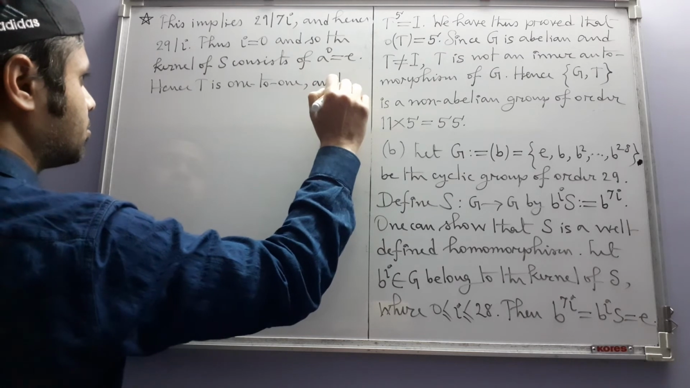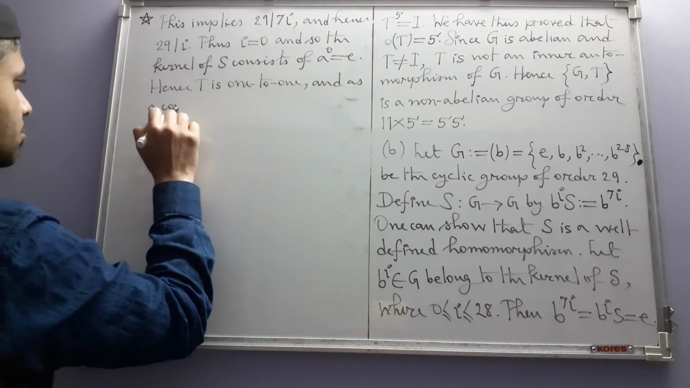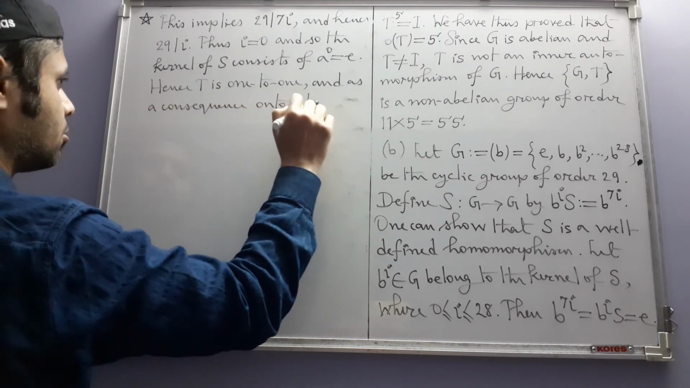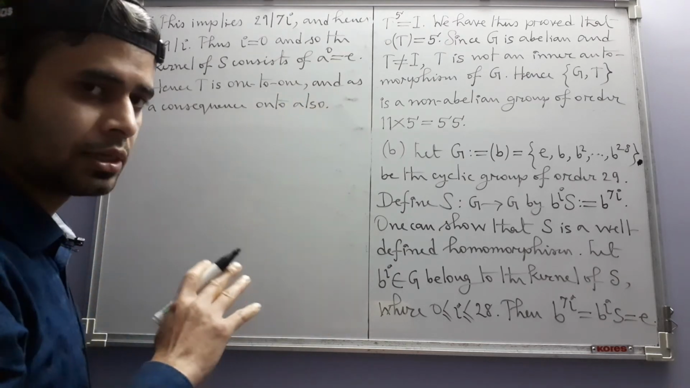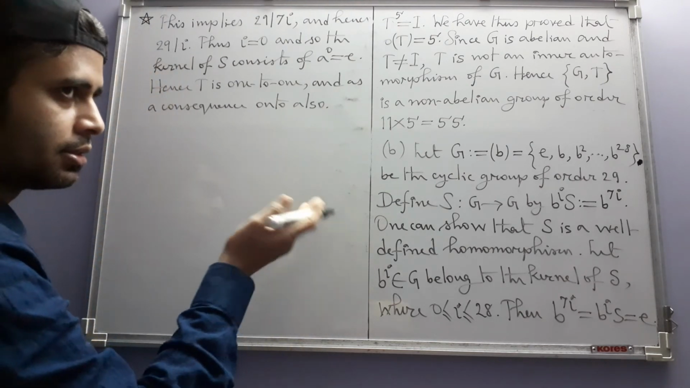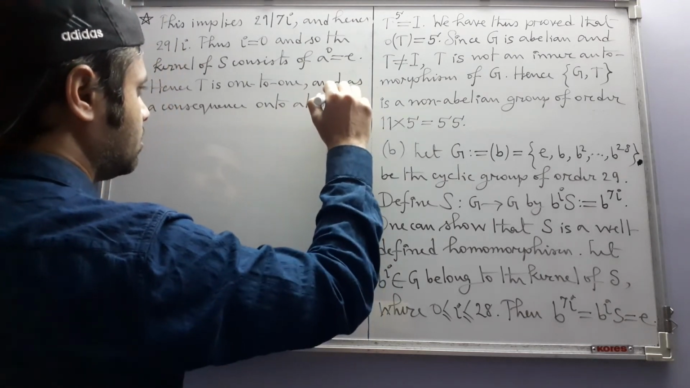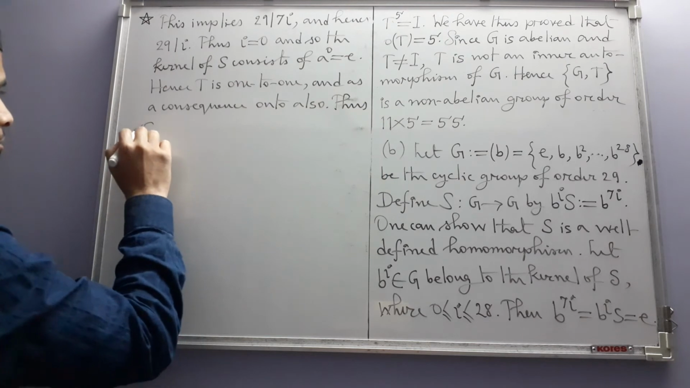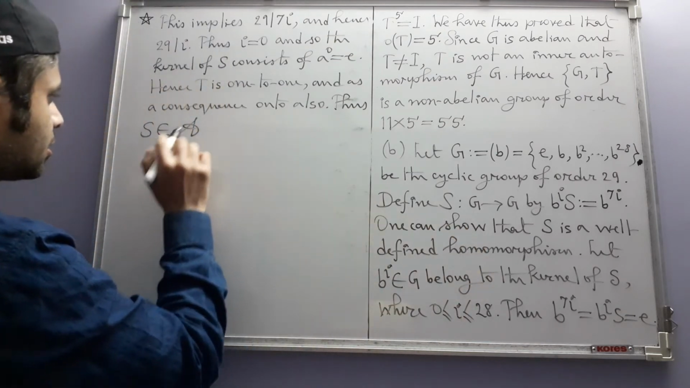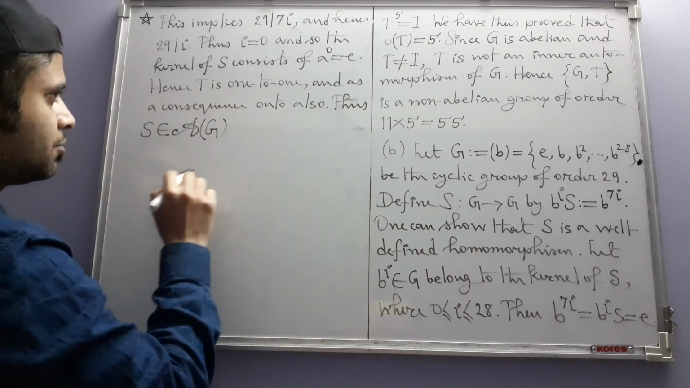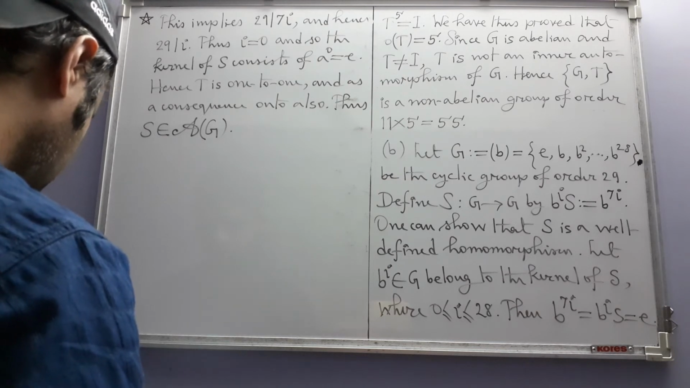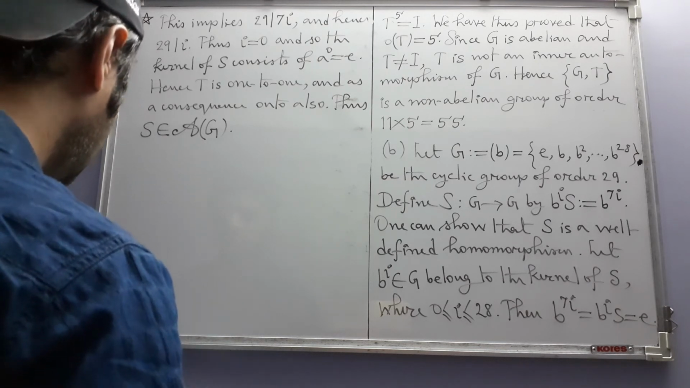And as a consequence, it is onto also. We know where this is coming from, that exercise 8b of section 1.2, but we are not going to refer to that again. We have done it once in this solution in part A. Thus, S is an automorphism of G. Yes, we have written that one can show that it's a homomorphism. Next, the calculations to find the order of S.